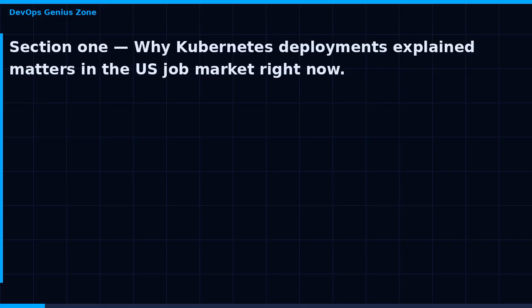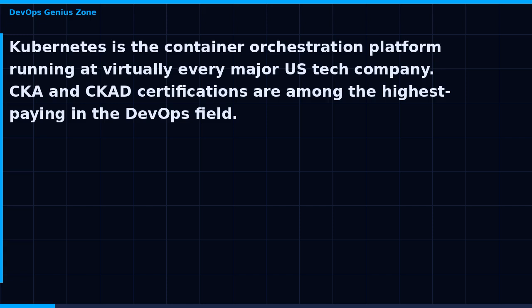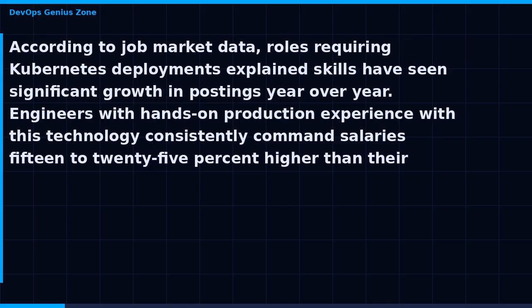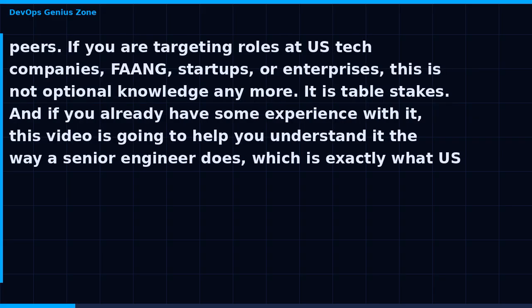Section 1: Why Kubernetes Deployments Explained matters in the US job market right now. Kubernetes is the container orchestration platform running at virtually every major US tech company. CKA and CKAD certifications are among the highest paying in the DevOps field. According to job market data, roles requiring Kubernetes Deployments Explained skills have seen significant growth in postings year over year. Engineers with hands-on production experience with this technology consistently command salaries 15 to 25% higher than their peers.